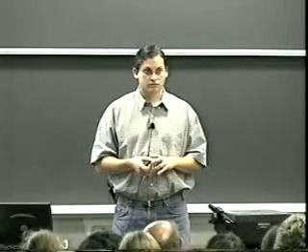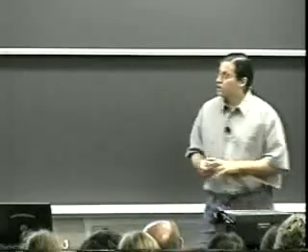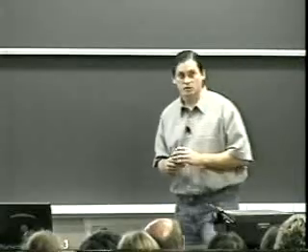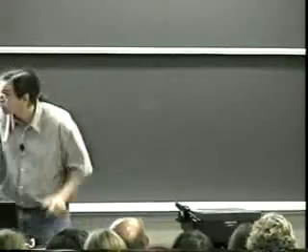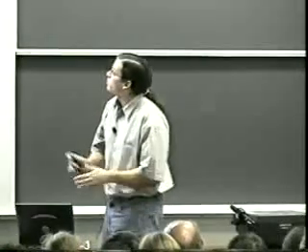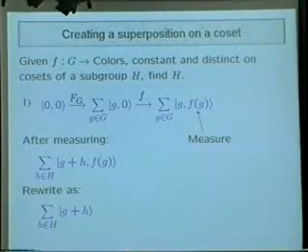Don't you have to query the function everywhere to take the Fourier transform? You do, but the model here is that you evaluate the function in superposition, and that takes one step. So here, we're in a superposition of all group elements, and then we query the function into the second register. That takes one query, and it does all of them at once.